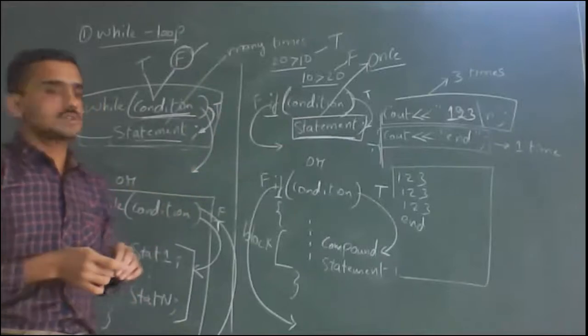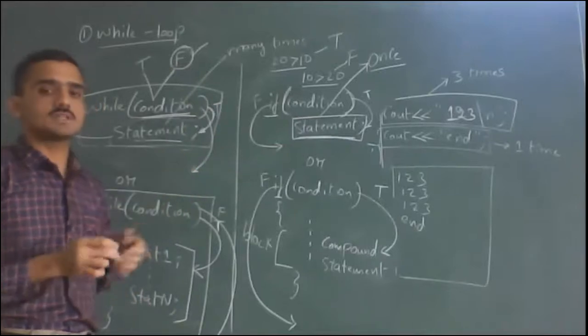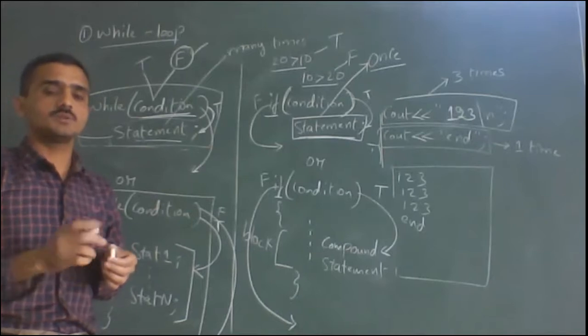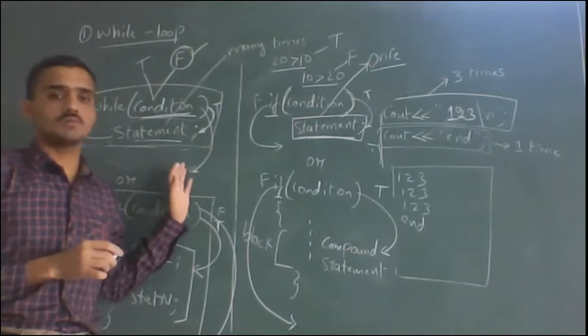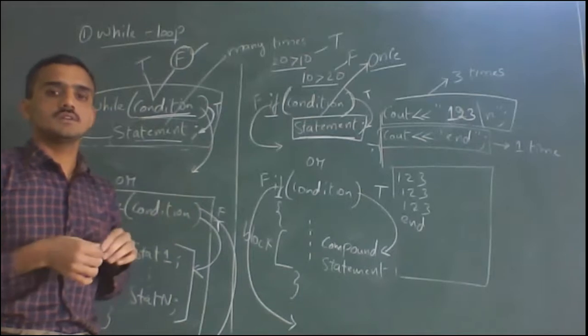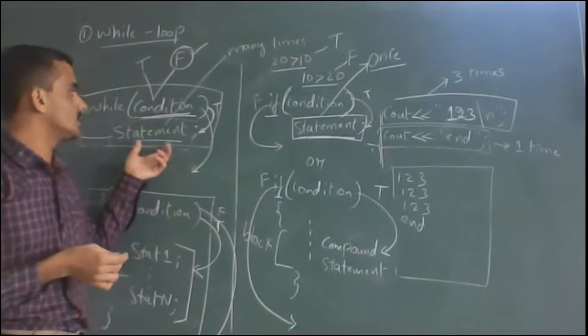So the flowchart and example we will see in the next class. If possible, in the next class I will try to execute one program based on the while loop. Otherwise, after one class, we will look at the execution of the while loop.